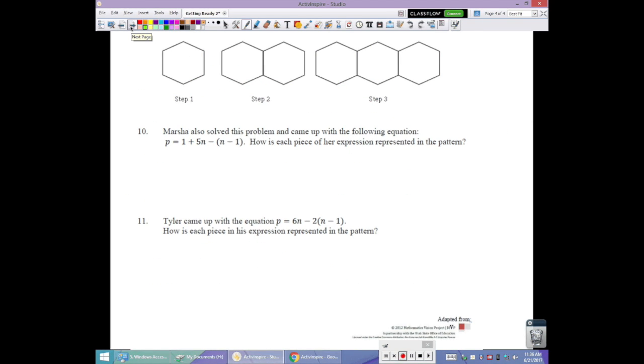Okay, number 10, there's a different formula, a different equation to stand for the same pattern. This time it starts with a 1. So I would think of that as the left side of the entire figure is the 1. It never changes, it never goes anywhere, it never gets covered. Okay. But then we would say we're going to add 5 sides for each figure.